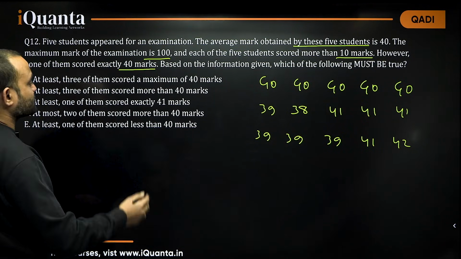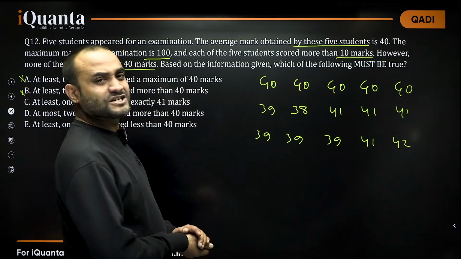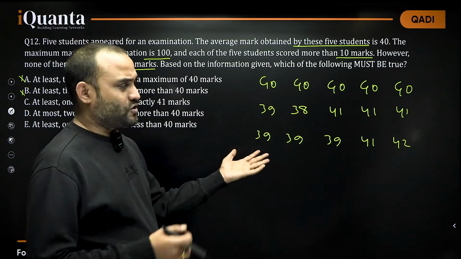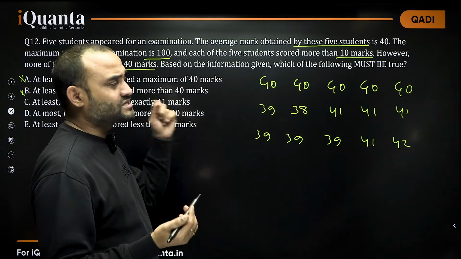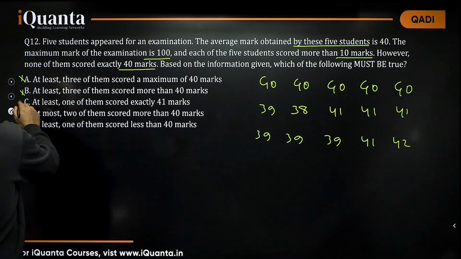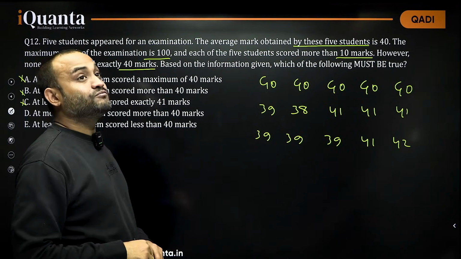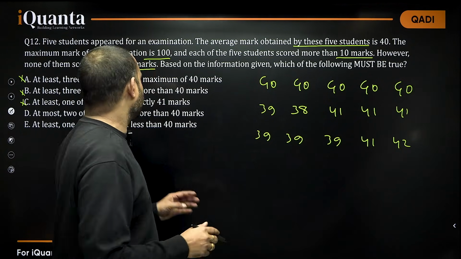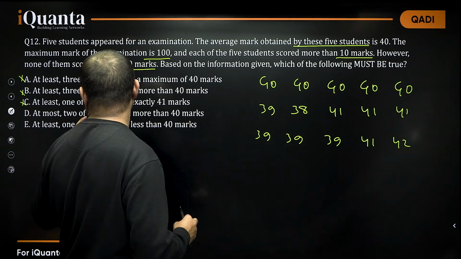At least one of them scored exactly 41. Completely baseless question. Anyone can have 41, right? Or any other value from 11 to 100. Anyone can have any value except 40, right? So that is not always true. At most 2 of them scored more than 40 marks. At most 2 of them. Again, that is also not true. So we will try to make it that only 1 scored more than 40 marks, right?